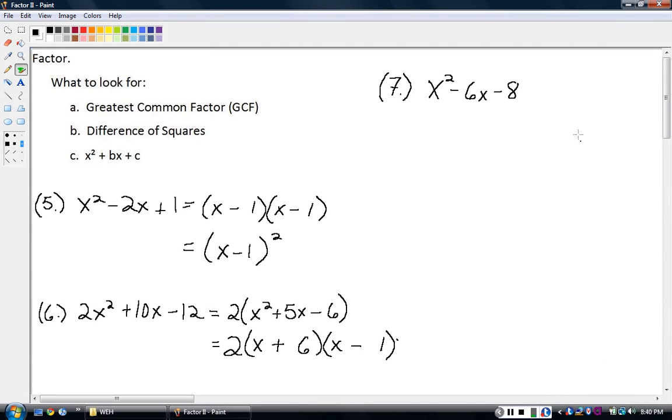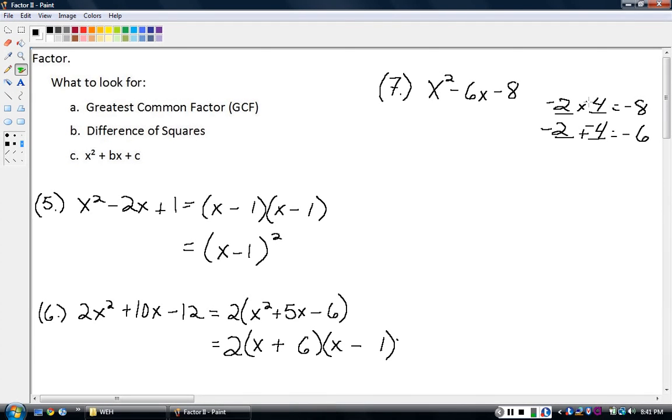Okay. How about this one? The 2 numbers that I need to find, if I multiply them together, have to be negative 8. And if I add them together, they have to be negative 6. So I know it's probably going to be 2 and 4, right? To multiply to get 8, it's either 2 times 4 or 8 times 1. So I'm thinking 2 and 4.